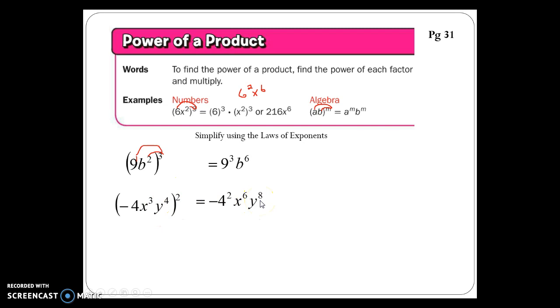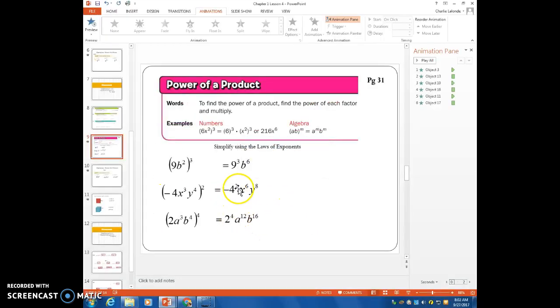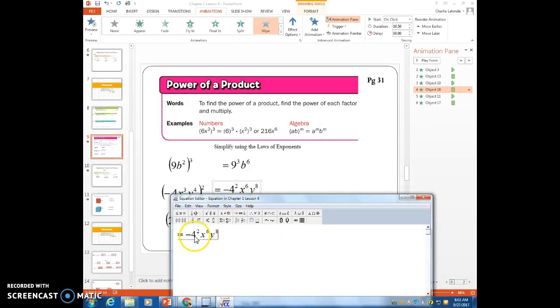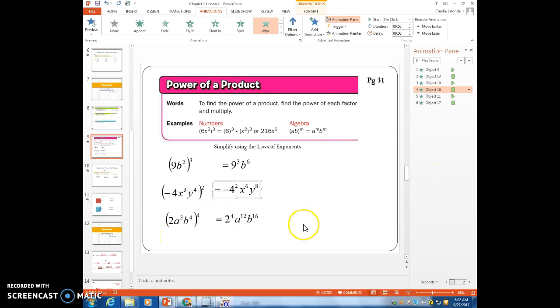The only thing I want to fix really quick for you guys is when you write a negative base, it should be in parentheses. Oops, wrong one. There we go. So you see how I do that?